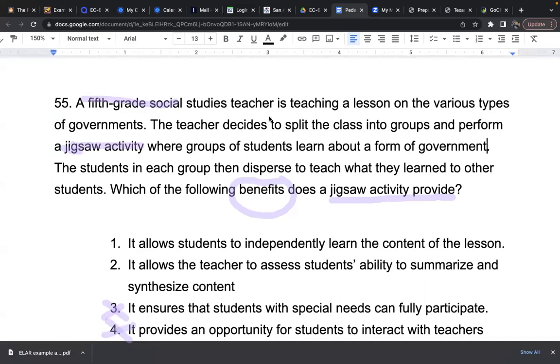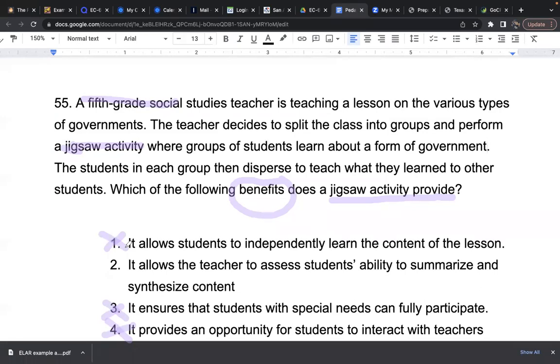They're learning it through each other through this jigsaw activity, because she taught it, then she gave them individual groupings, and now they're going to go around and spread the wealth. Is that independent, or are they working together to spread the knowledge? They're in groups, dependent on each other. So 1 cannot be the right answer. They're working together. They're learning from each other, which is dependent.